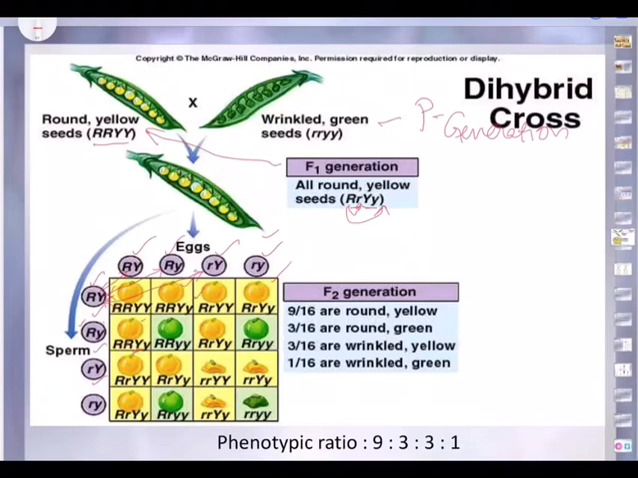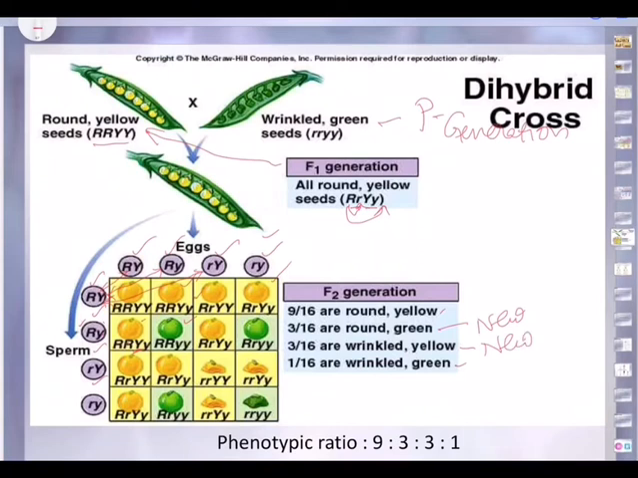So capital R, capital Y, small y, because of the law of dominance, again yellow. And now you get capital R, capital Y, you're getting round green for the first time. See, this is a new character. Round green is a new character. It's not there. Was it there? Wrinkled green is there. But round green is a new character.